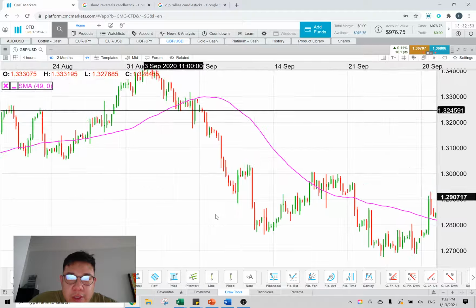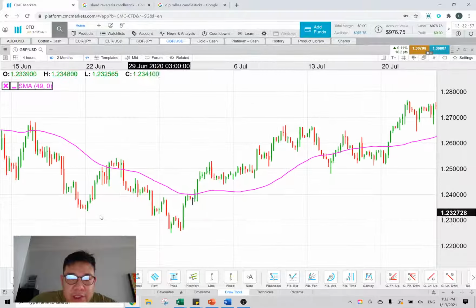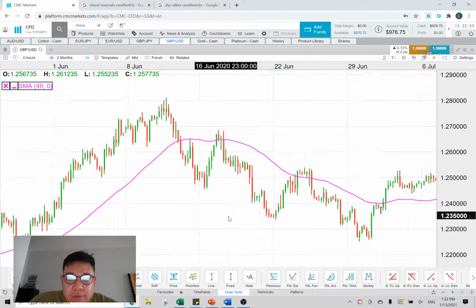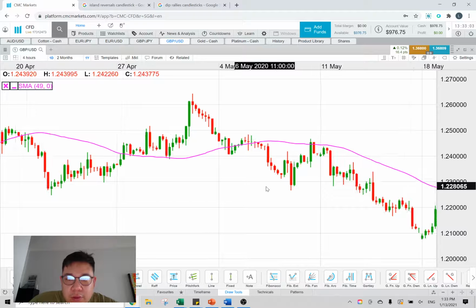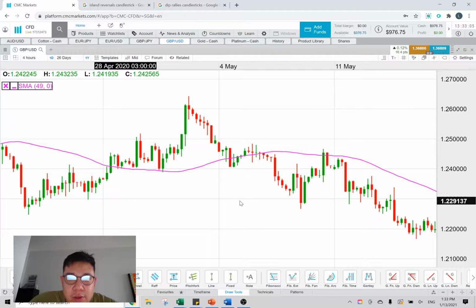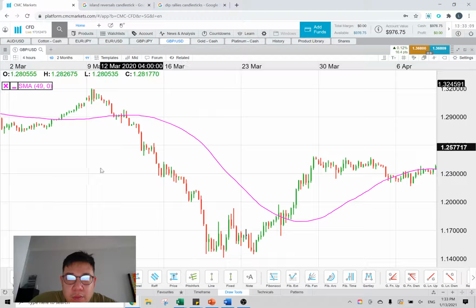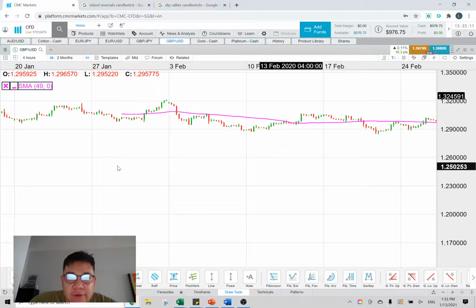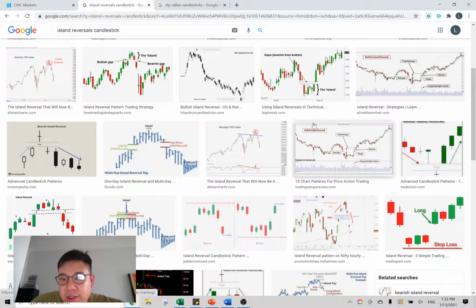Island. There aren't many island reversals in the market for forex, especially. But if you do see them, those are pretty rare. I can't find them, but you get the idea. It looks somewhat like this.